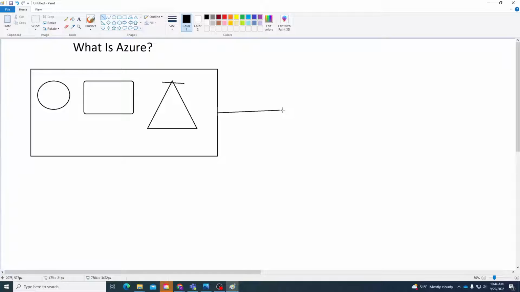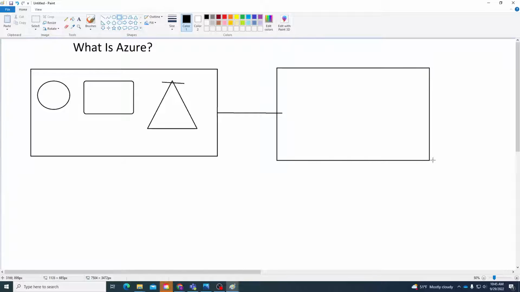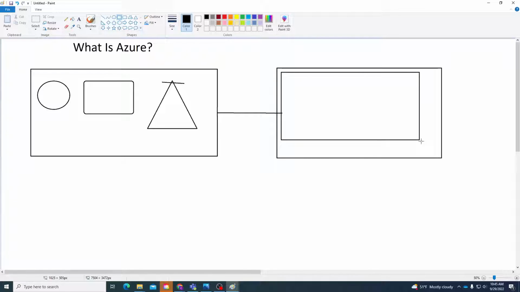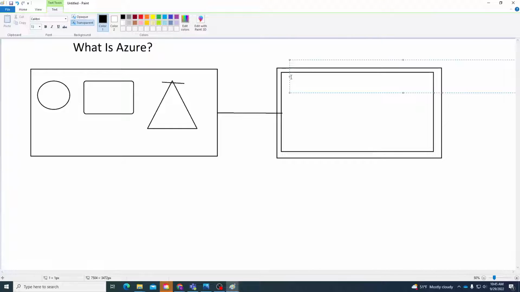You're pretty much, in its super basic form, using someone else's servers. You don't have access to the physical servers, but you can still use them. It's kind of like renting them out. Yep, so then within these, you can have various different products, such as VMs, and databases.